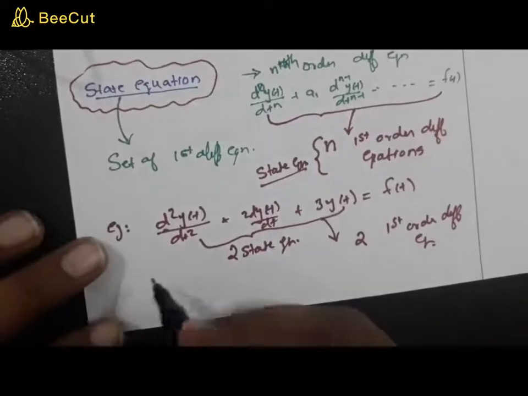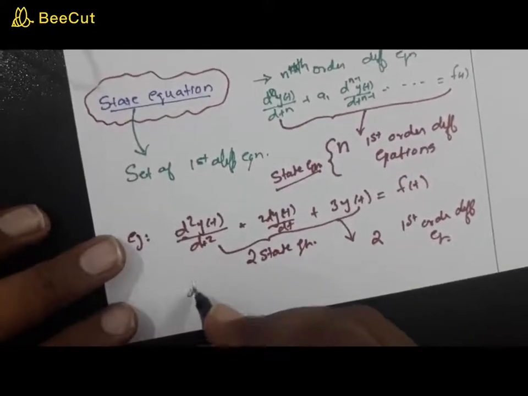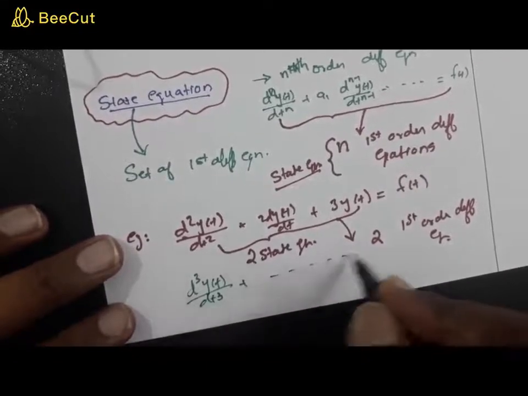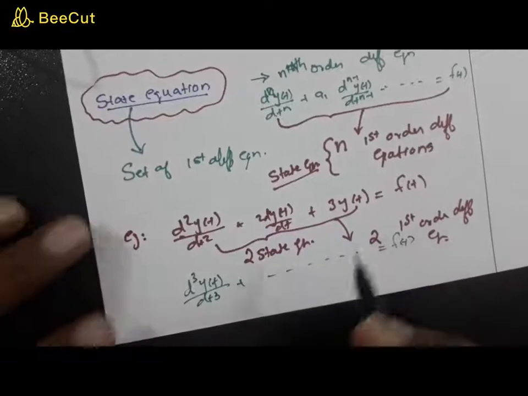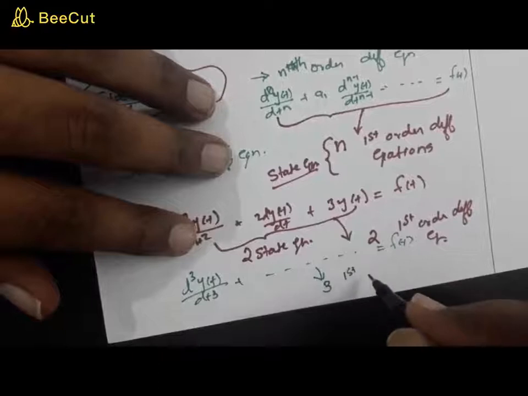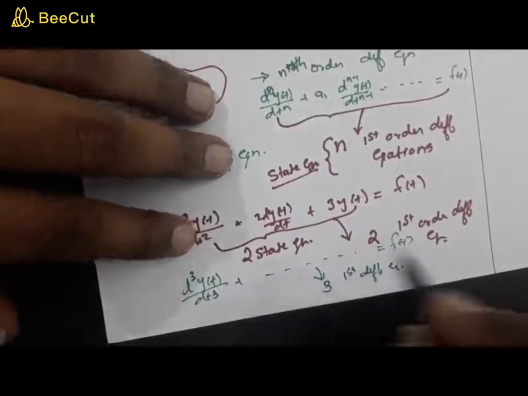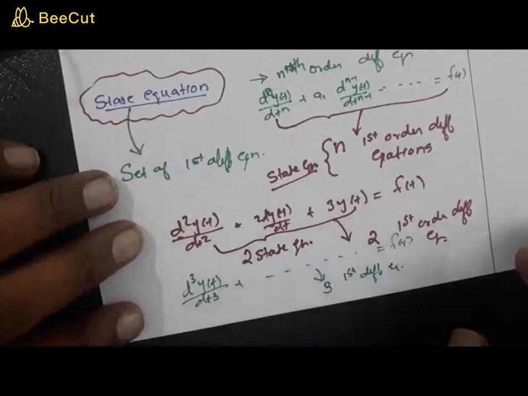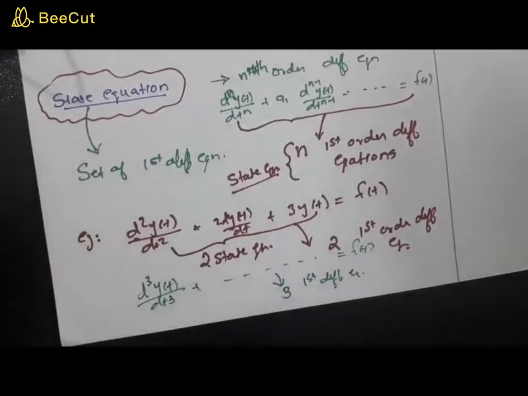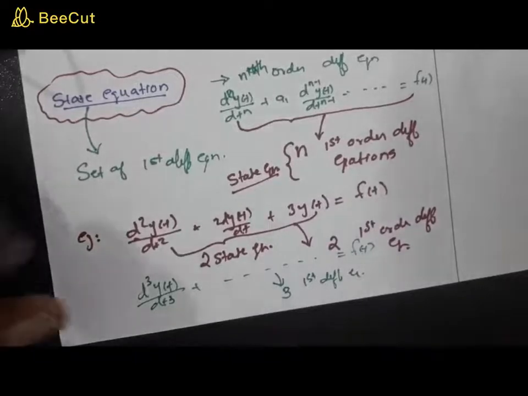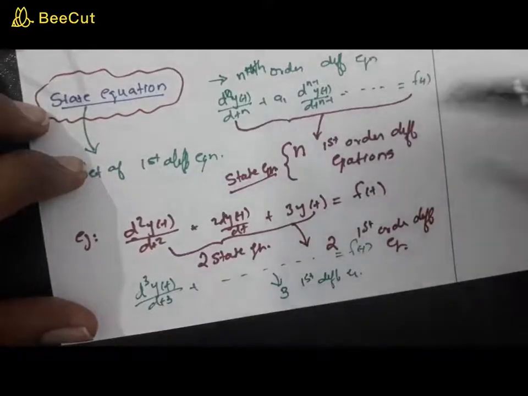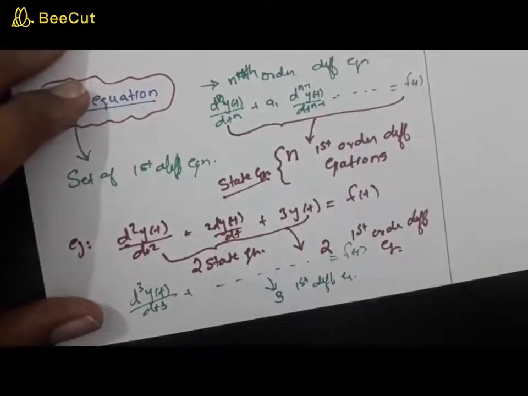Similarly, if you have a third order equation, say of the form d cube y by dt cube and so on, equal to some f of t, this can be decomposed into 3 first order differential equations. So such a system will have 3 state equations. And it goes on like that. If you have an nth order differential equation, then you will have n first order differential equations. Those equations are called the state equations.